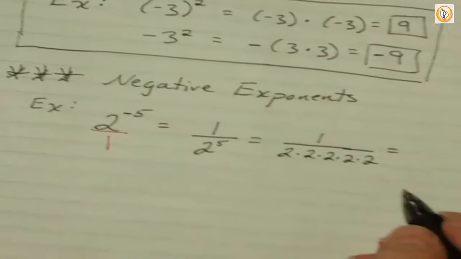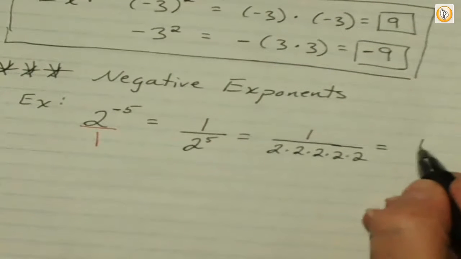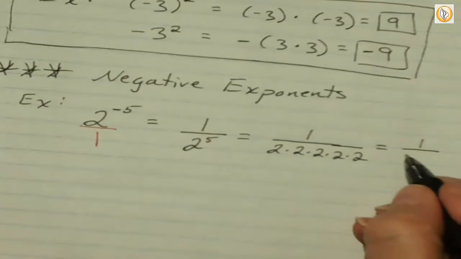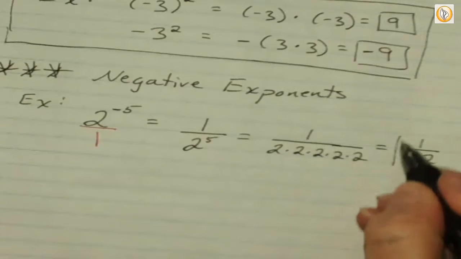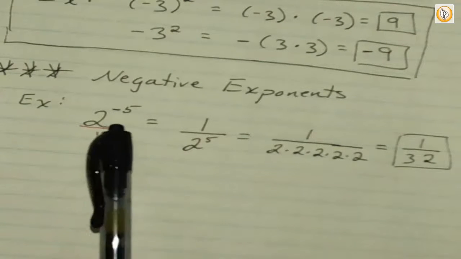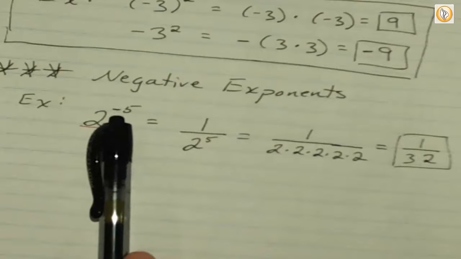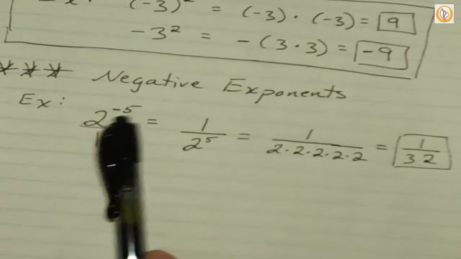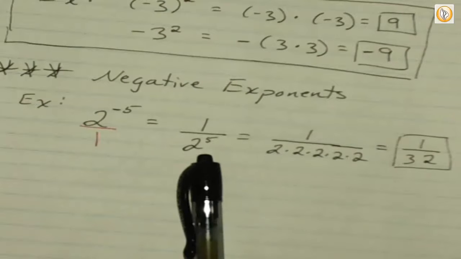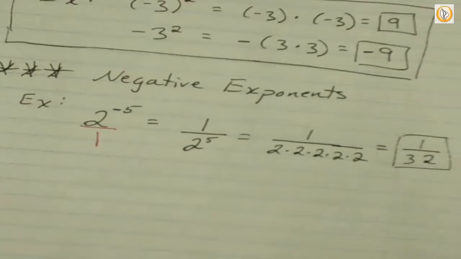Which is 25? Nope. That's what you do. If you have a negative exponent, whatever it's attached to, that base, you put the whole thing under 1, write it out, and solve.